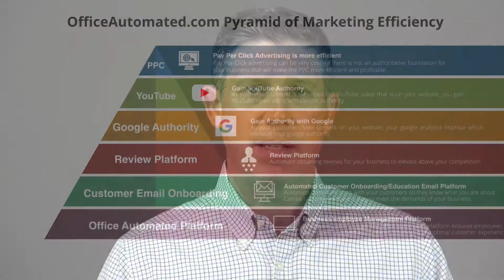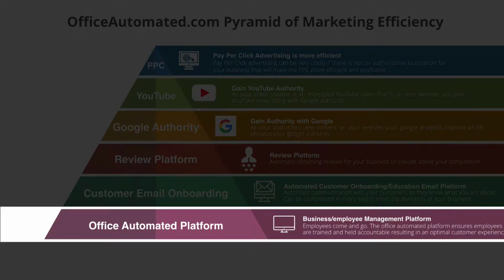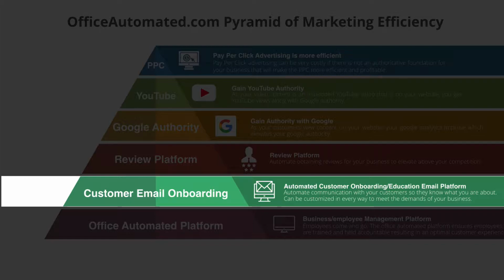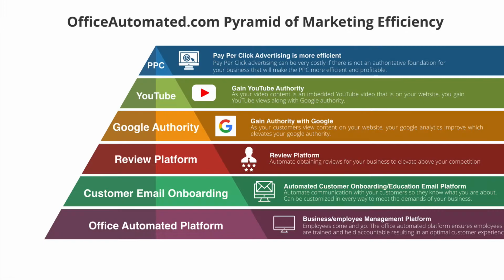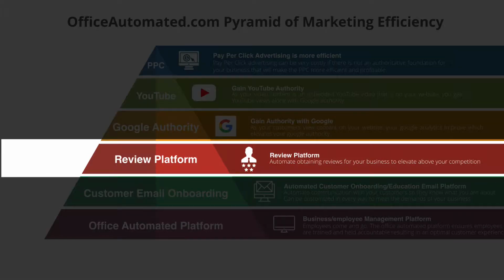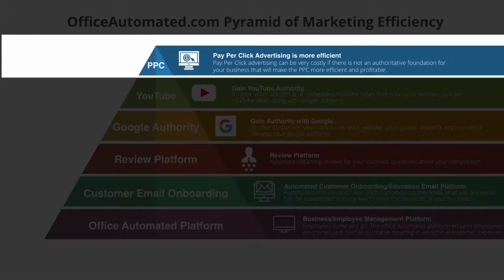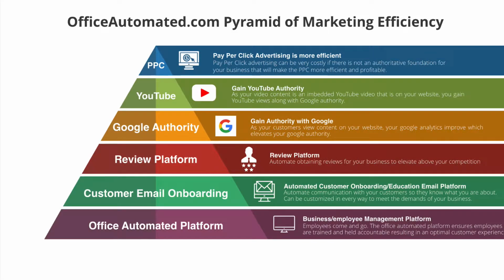In the last video, we discussed this concept of the pyramid of marketing efficiency. This is basically starting with the foundation of a great customer experience and moving up to an automated email sequence to drive the consumption of content on your website and on your social channels, mostly YouTube. That drives reviews, great reviews, which again drive your Google and YouTube authority, and all of that culminates in a more efficient paid advertising campaign, because people these days are going to look you up.